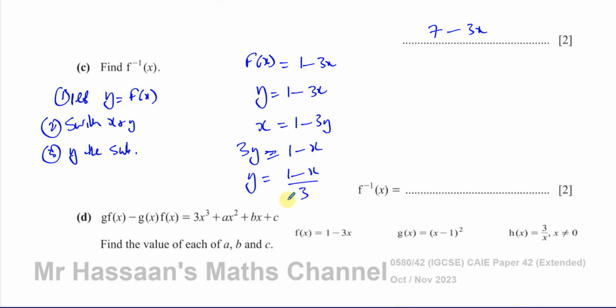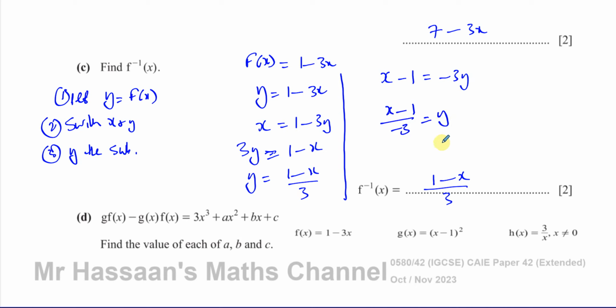So this is the form of the inverse, which I then write as inverse of f is 1 minus x over 3. Now, somebody might have done something different. They might have said, okay, let's make y the subject. They might have taken away 1 from both sides, and then have x minus 1 equals negative 3y, and then divided by negative 3. And they would have y equals the same thing as this, but with opposite signs.